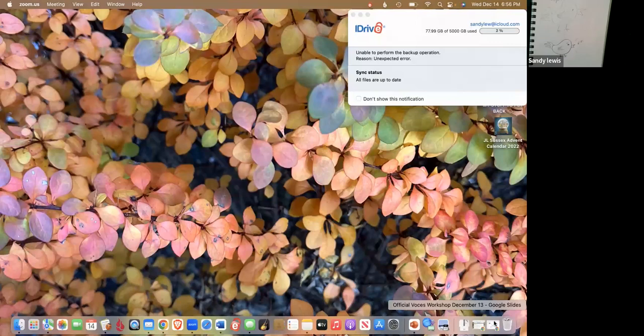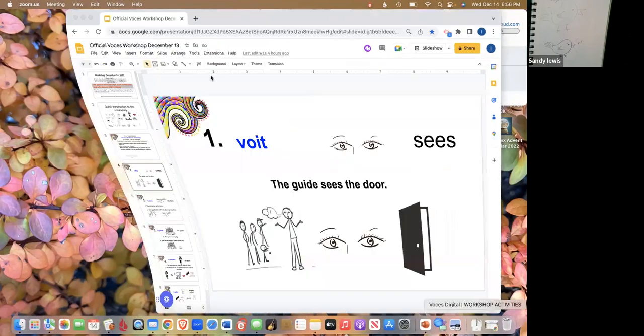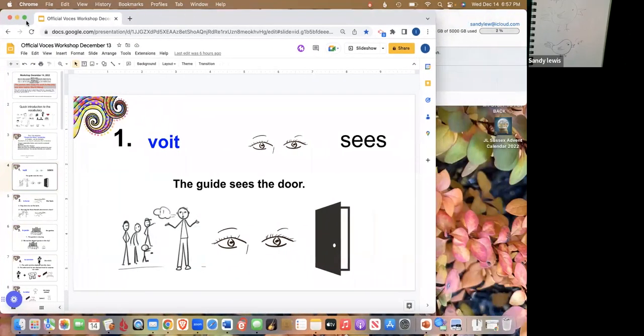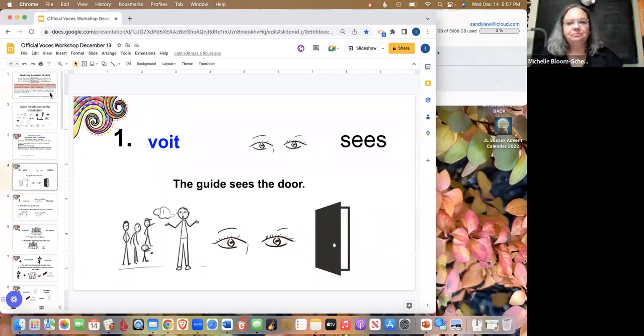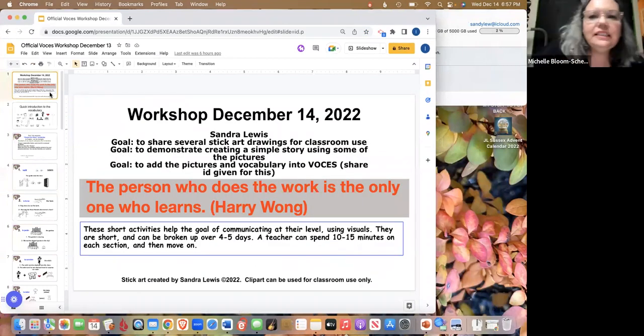And what I'm going to do now is share my screen, and I'm going to go to the bottom of my screen, Google Slides. I hope you can see this. I'm going to move this over. Can everybody see this at this point? Yeah. Okay, good. So I'm going to start the slideshow.